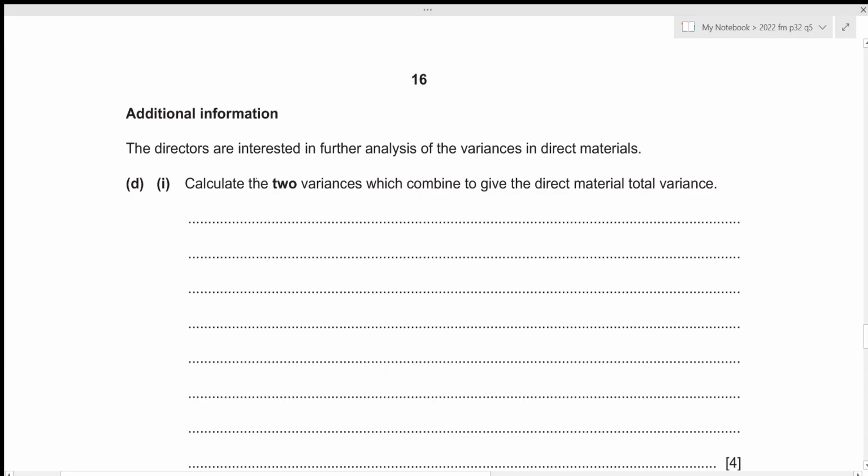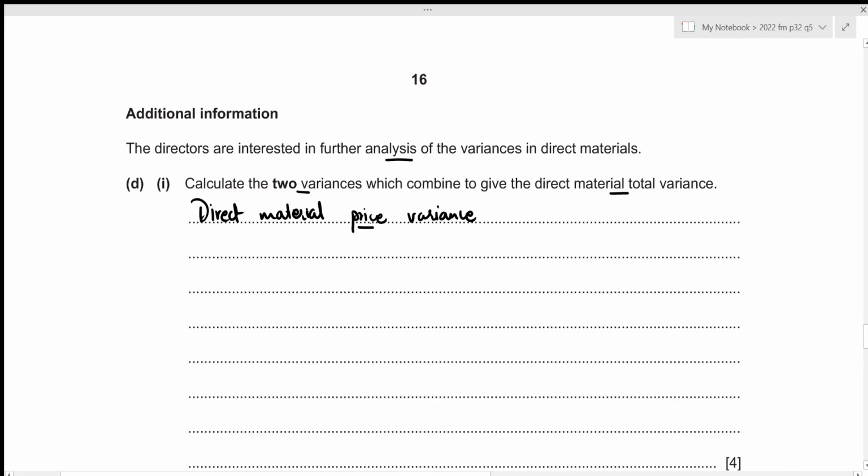Now we're given additional information. The directors are interested in further analysis of the variances in direct materials. So we need to calculate the two variances which combine to give the direct material total variance. All right, we already have the direct material total variance, but now we need to figure out the two sub-variances relating to the direct materials, right? So the very first one will be our direct material price variance.